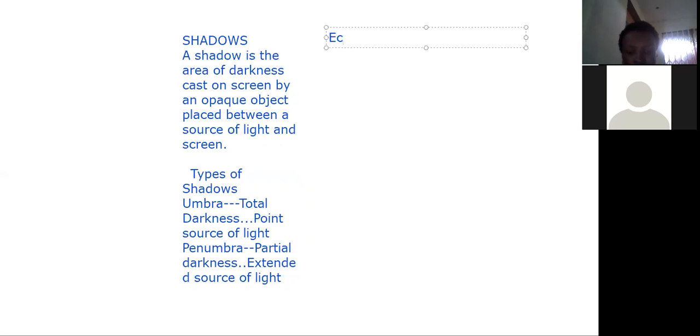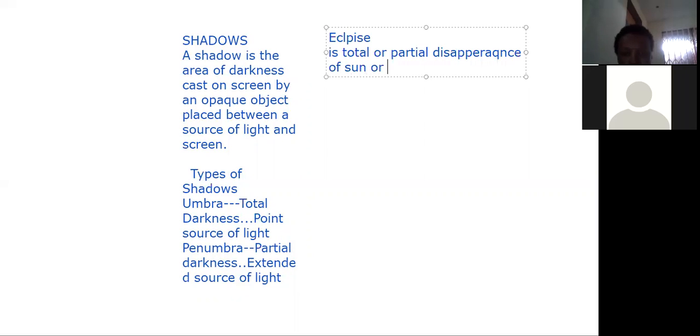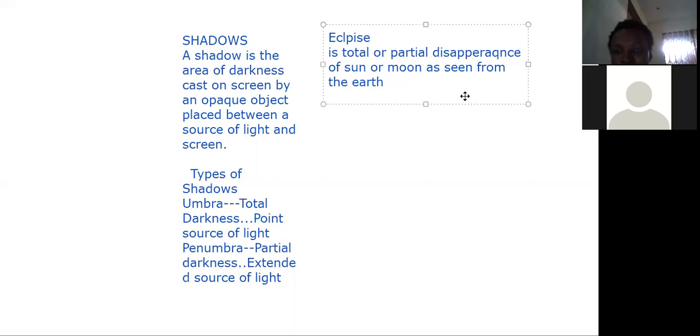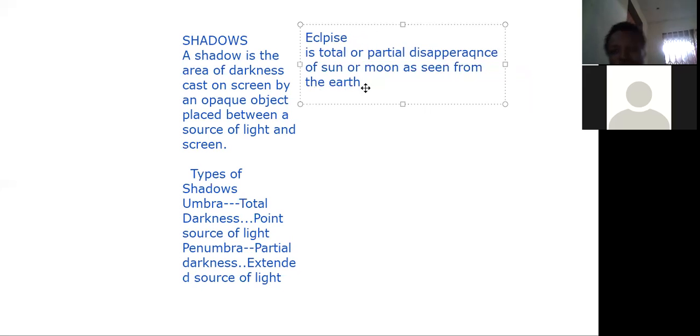Eclipse. When we say eclipse, it is a total or partial disappearance of the sun or moon as seen from the earth. So it's a total or partial disappearance of the sun or moon as seen from the earth.